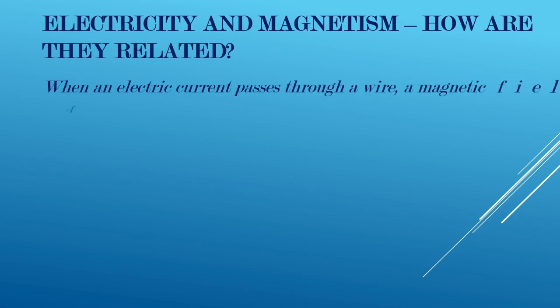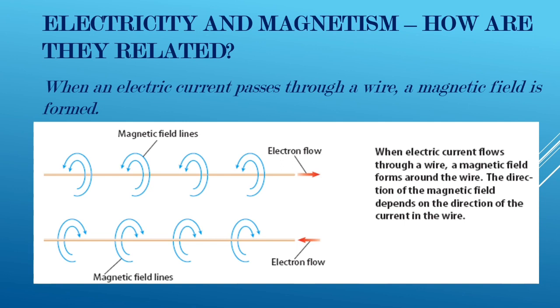What is the relationship between electricity and magnetism? When an electric current passes through a wire, a magnetic field is formed. When electric current flows through a wire, a magnetic field forms around the wire. The direction of the magnetic field depends on the direction of the current in the wire.